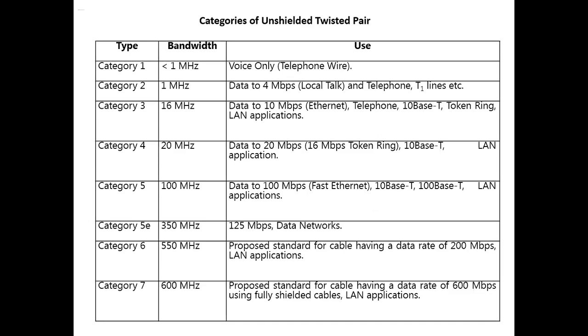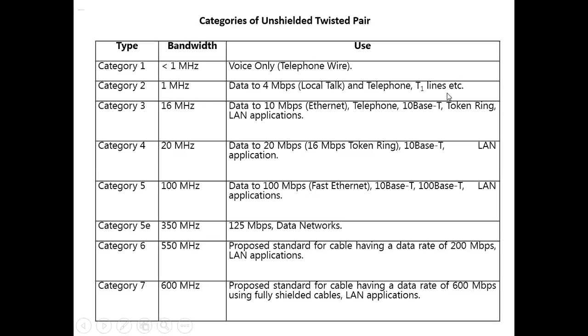Now, these are the different categories of UTP cable normally used for data communication. Category 1, category 2, category 3, up to category 7. Up to category 7 I have mentioned over here with the different bandwidths. Category 1, less than 1 megahertz, voice only, so telephone communication, PSTN network. Normally such cable is used for voice communication only. Category 2, the bandwidth is up to 1 megahertz, so data can be transmitted up to 4 Mbps, that is LocalTalk and telephone T1 lines, etc.